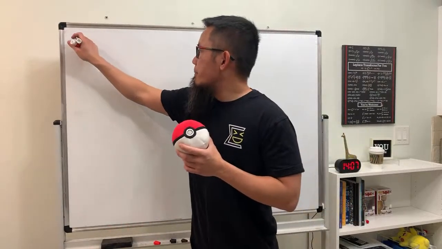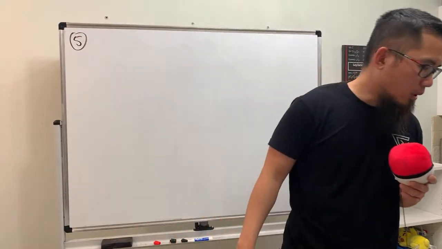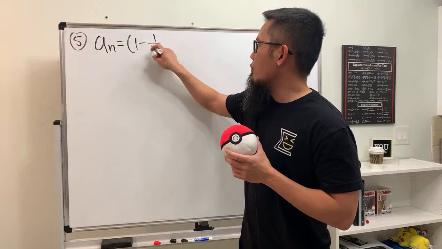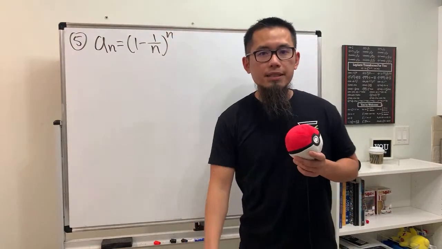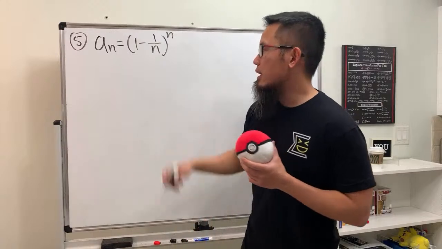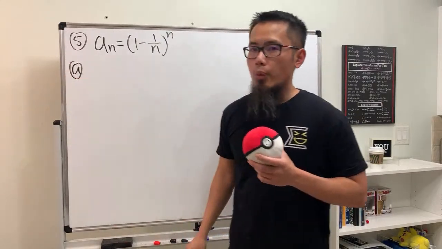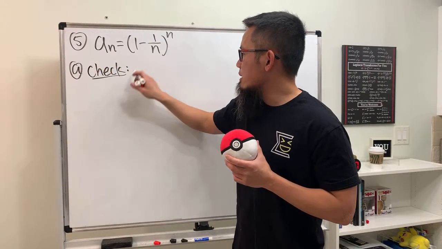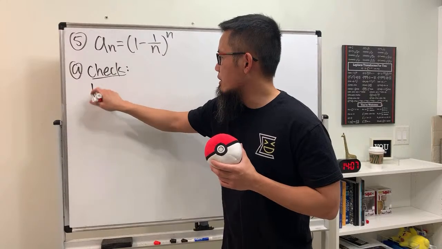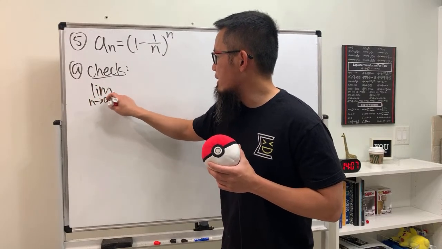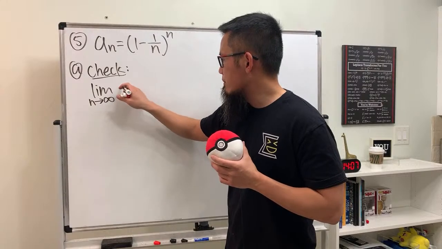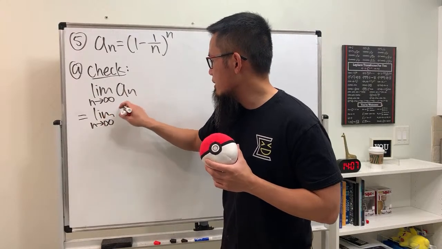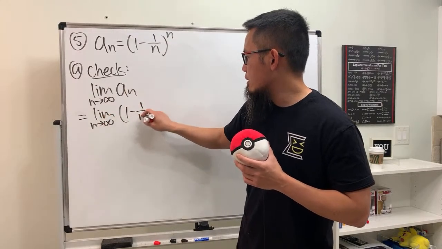Alright, number 5. I will give you a_n is equal to (1 minus 1 over n) raised to the nth power. First part: does a_n converge or not? Well, we will just check the limit. I'll just put this down right here: the limit as n goes to infinity of a_n. This means we are going to check the limit as n goes to infinity of a_n, so just write that down.